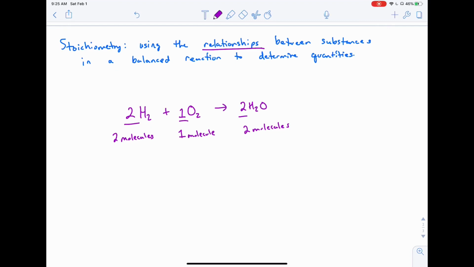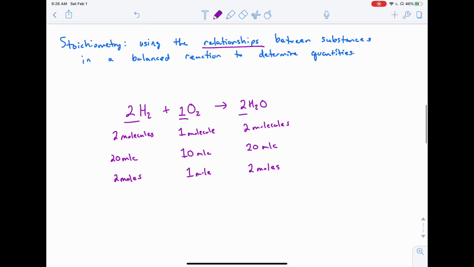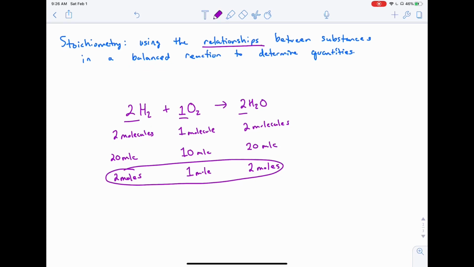But you can keep magnifying that. You could say 20 molecules and 10 molecules make 20 molecules. And we do that all the way until we get to 2 moles of H2 react with 1 mole of O2 to make 2 moles of H2O. And this is what we care about here. And this is our mole to mole ratio.